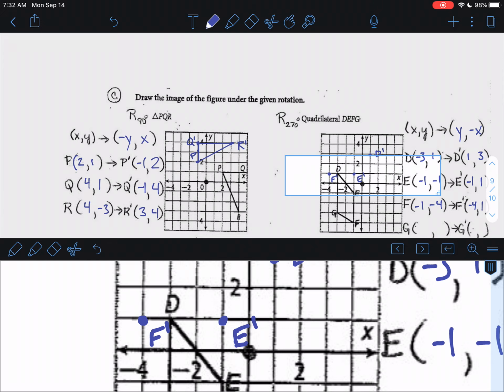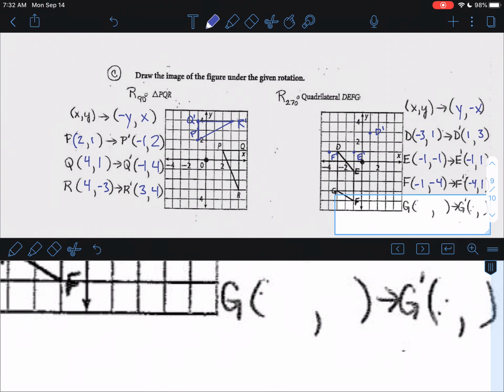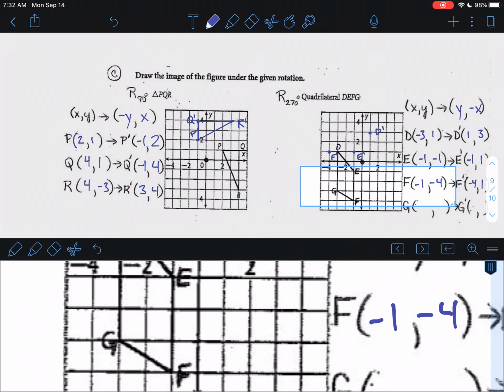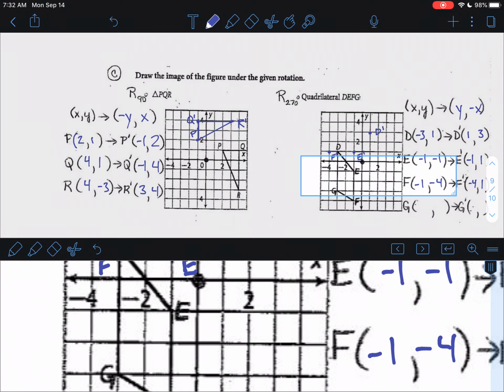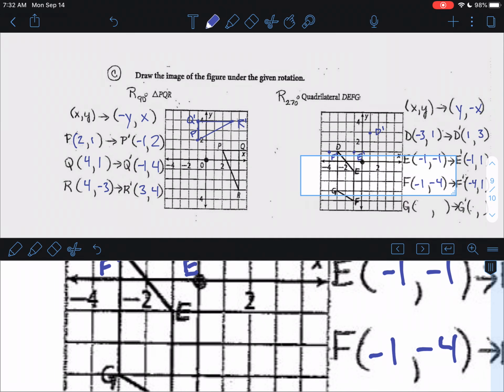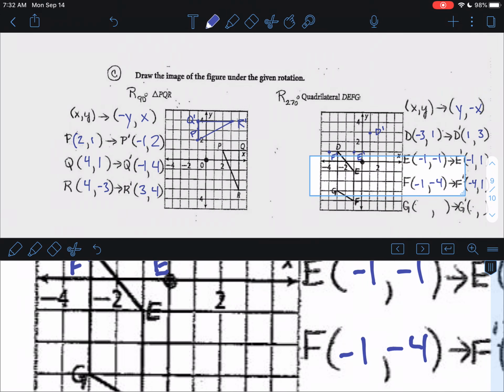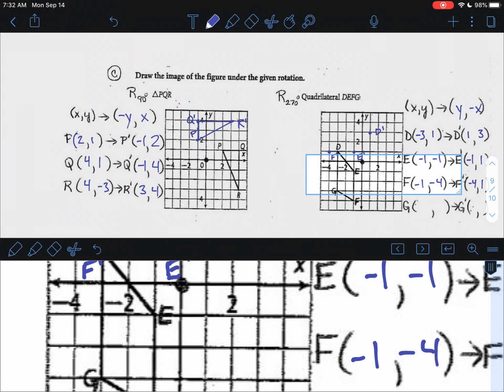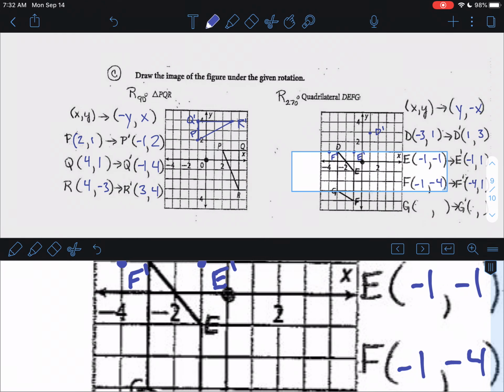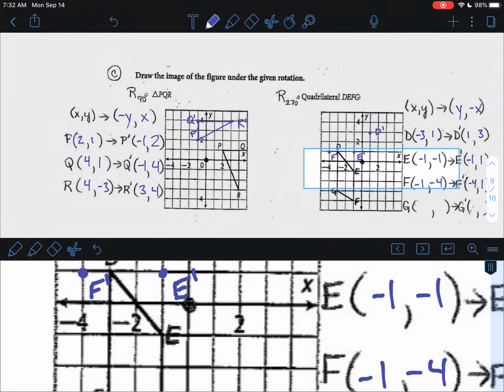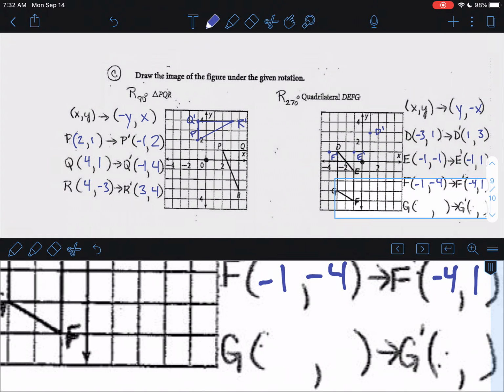Okay. And finally, this one is a quadrilateral, so it has a fourth point. So this point G, it looks like that is at, what is that? Is that -3, -3? I wish they'd labeled the negative values on this y-axis. But yeah, that looks like it's -3, -3.